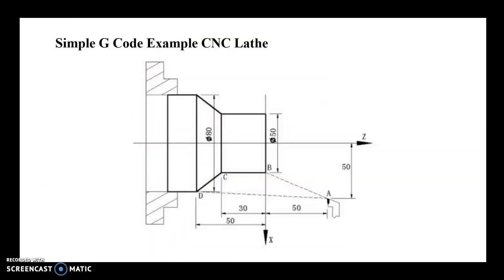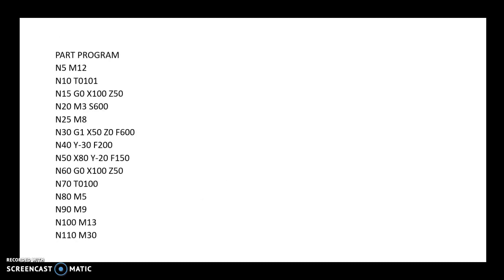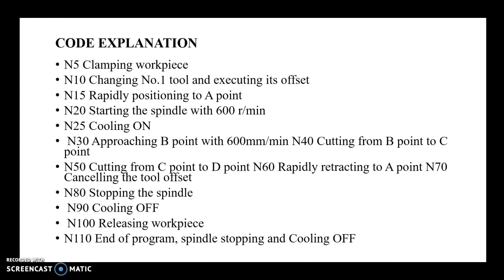Simple G code example for a CNC lathe operation. Now we are going to do the lathe operations using the part programming code. So this is the part program for lathe operations. The explanation of the program.